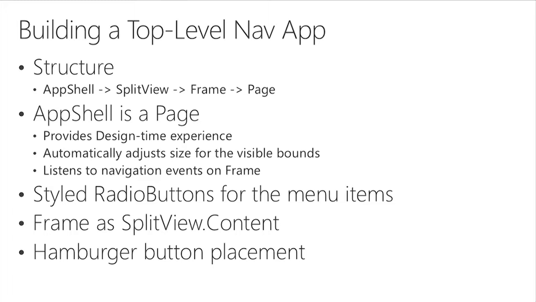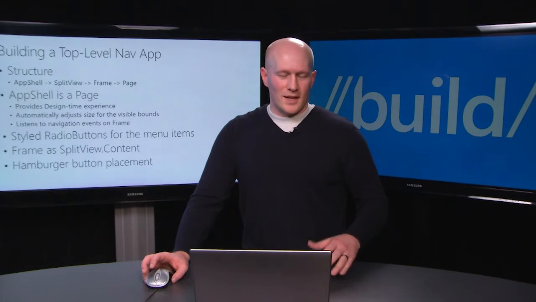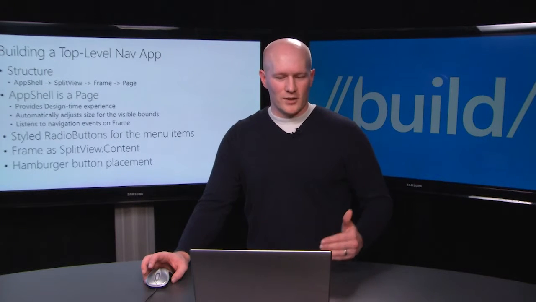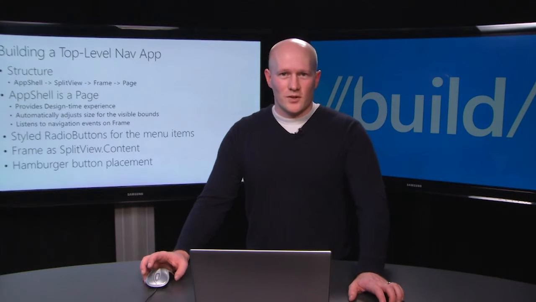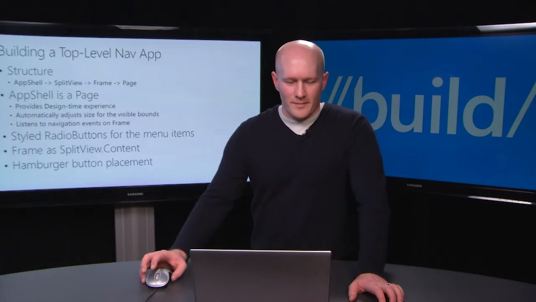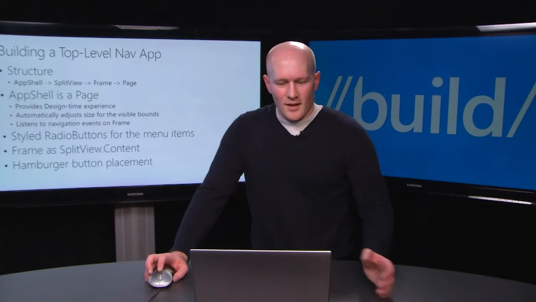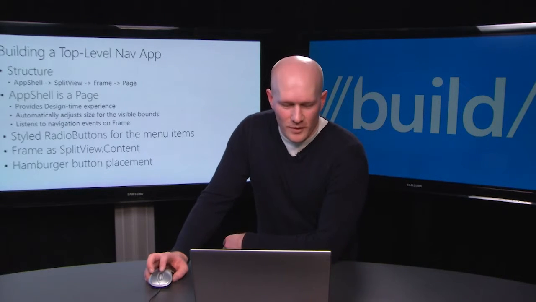For the menu items on my hamburger pane, I've styled radio buttons. I could have chosen to subclass them, but styling works. It's nice because they have a check state, so as you select one of those items, that's the one that shows up, and the user knows that's the area they're in of your app. And then you can see that I've put the frame as the content for the split view.